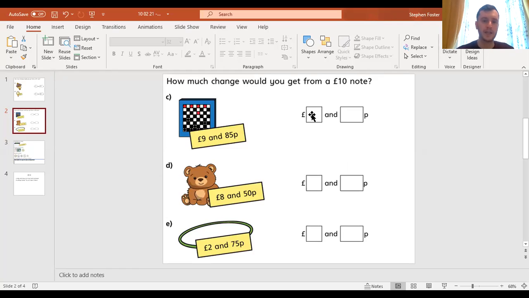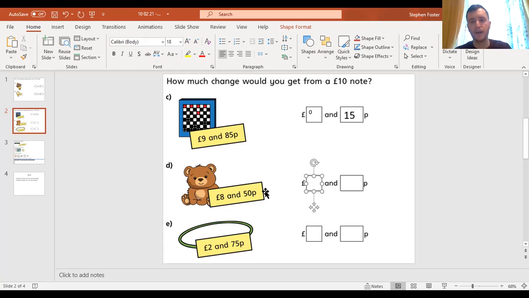If I'm at £9.85, if I add on 5 pence, I get to £9.90. And if I add on 10 more pence, I get to £10. So it's 15 pence in total. So £0 and 15 pence. The next one, I'm at £8.50. If I add on 50p, I get to £9. If I add on one more pound, I get to £10. So it was £1 and 50 pence. They were my two jumps.